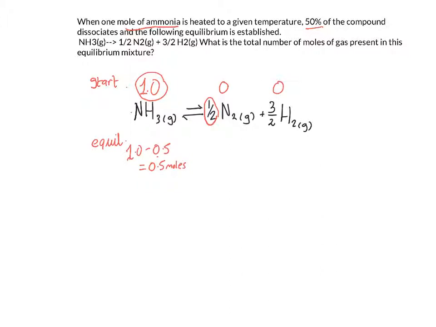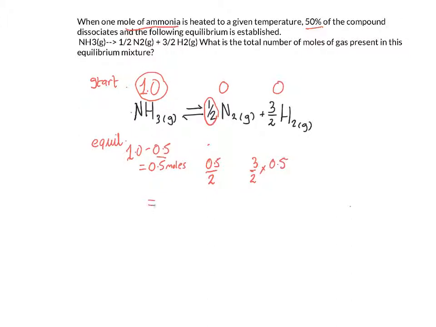if we formed 0.5 moles, if it was a 1-to-1, we would have formed 0.5 moles of nitrogen, but it isn't, it's half as much, so we will have formed 0.5 over 2 moles. And the same with hydrogen. If it was a 1-to-1 ratio, we would have formed 0.5 moles of hydrogen, but the ratio isn't, it's 3 over 2 times 0.5.